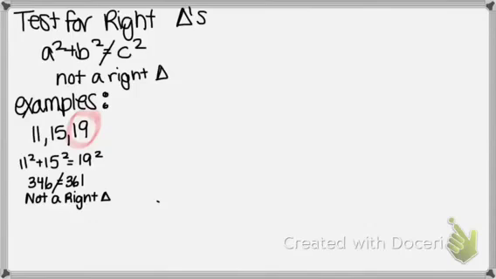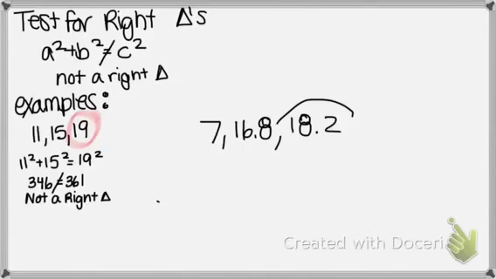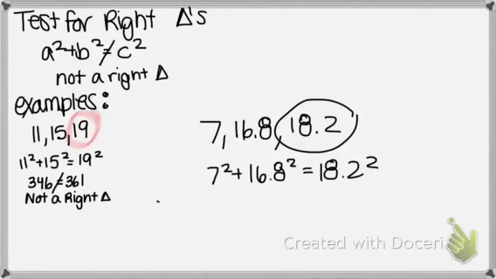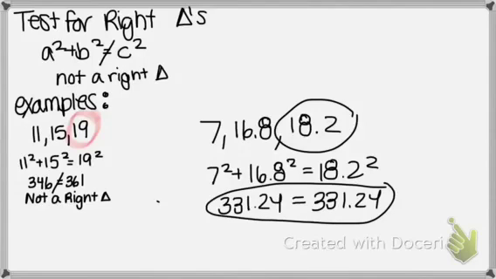So let's try another one. 7, 16.8, and 18.2. Again, our largest number, 18.2, is our hypotenuse. So 7 squared plus 16.8 squared equals 18.2 squared. We're going to plug this into our calculator, and we end up with 331.24 equals 331.24. Is that true? Absolutely. So this is, in fact, a right triangle.